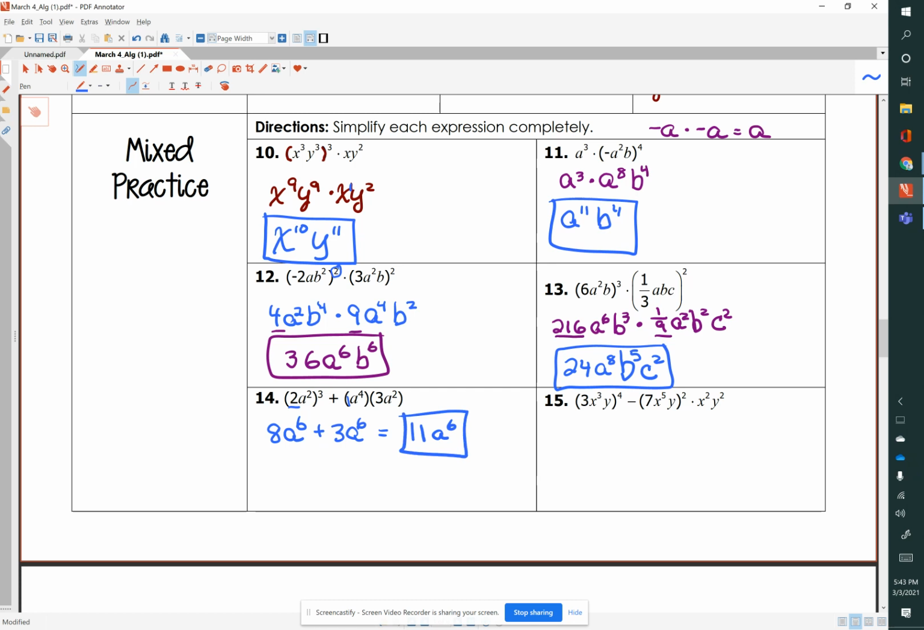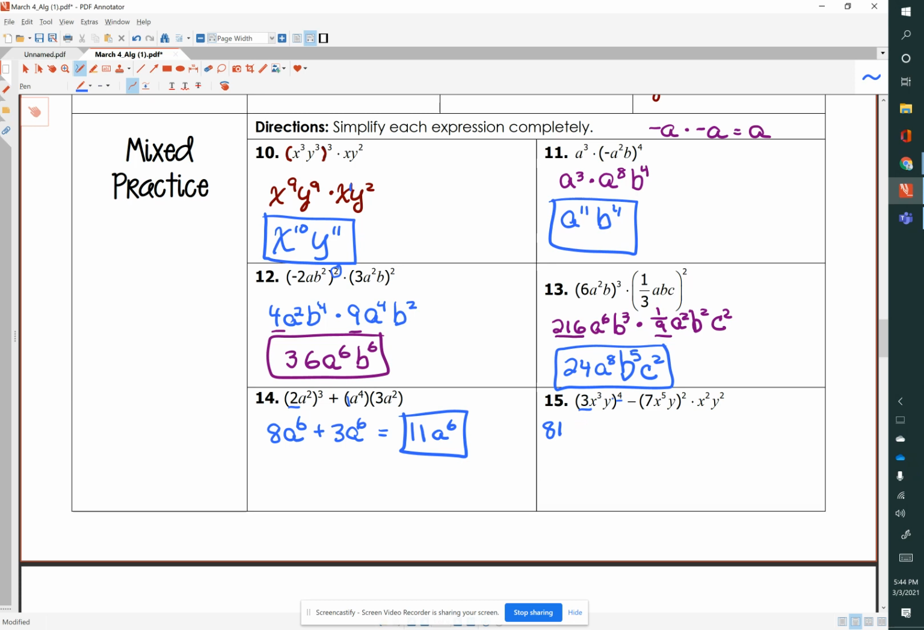And then number 15, 3x to the third power, y, all of that raised to the fourth power, minus 7x to the fifth power, y, all of that raised to the second power, times x squared, y squared. Okay, let's work left to right, and let's just work carefully. So 3 to the fourth power is 81.